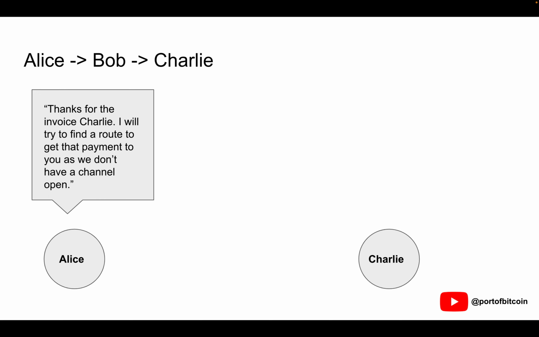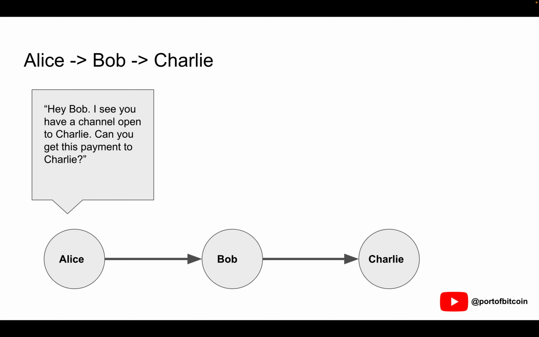The real power of the Lightning Network is that you can get payments to a destination that you don't have a payment channel open to, and you are using other people's payment channels to get a payment to that final destination. So Alice says to Charlie, "I'll try to find a route to get that payment to you as we don't have a channel open." Thankfully, in this case, Alice's Lightning node sees that there's a relatively easy route to get her payment to Charlie. She only needs to go through Bob.